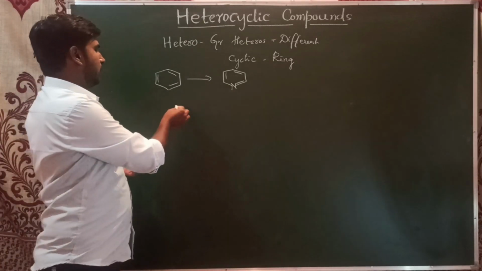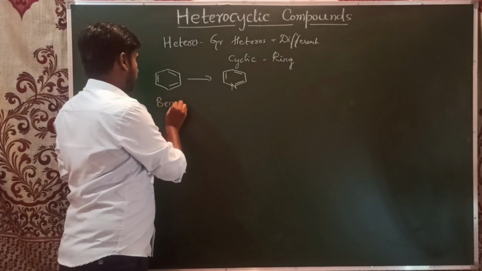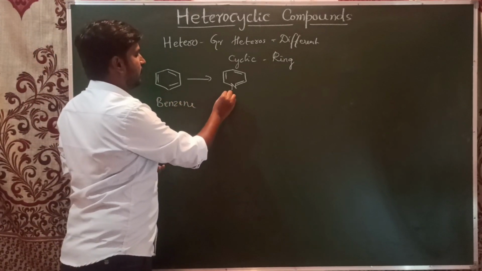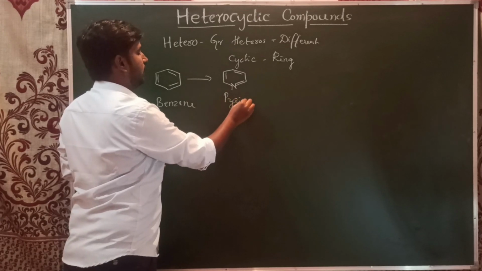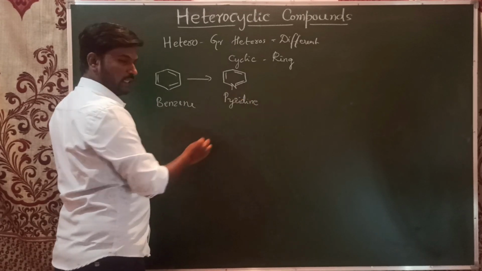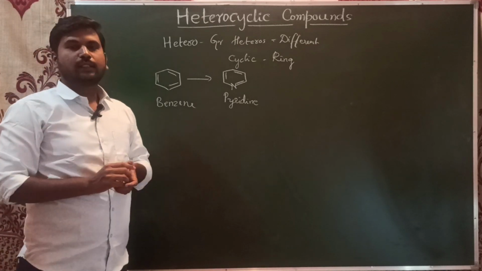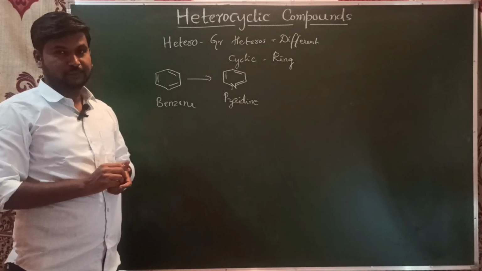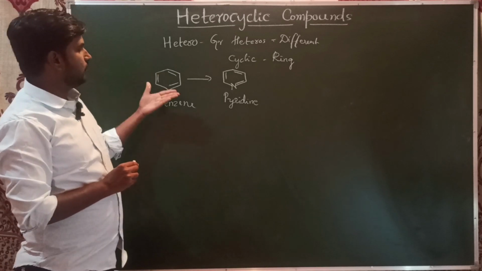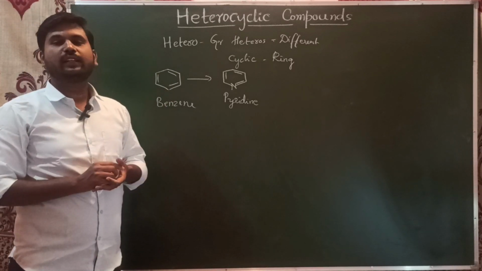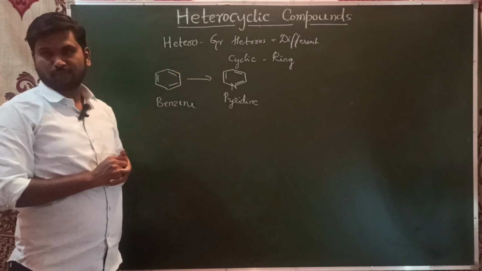For example, this is benzene and this is pyridine. It is one of the very important heterocyclic compounds. As we have seen, it is used as an organic solvent. So now, using these terms, we can define heterocyclic compounds.